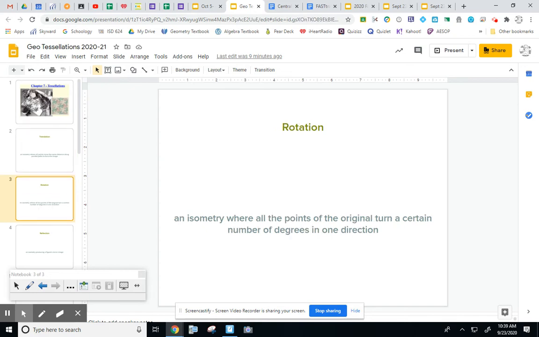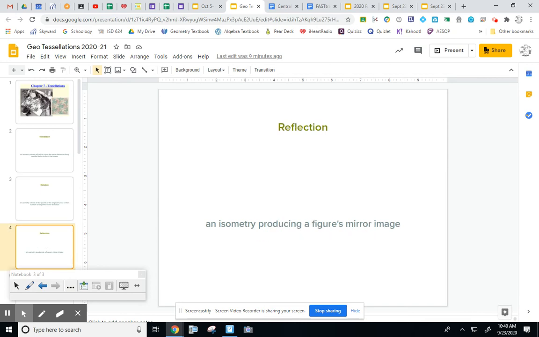Rotation. A rotation is where all the points of the original turn a certain number of degrees in one direction. Okay, so everything is going to shift 60 degrees, okay, or everything is going to shift 90 degrees or 180. Okay, so rotation is all those points are turning a certain number of degrees. Reflection. Reflection is producing a mirror image of the object.